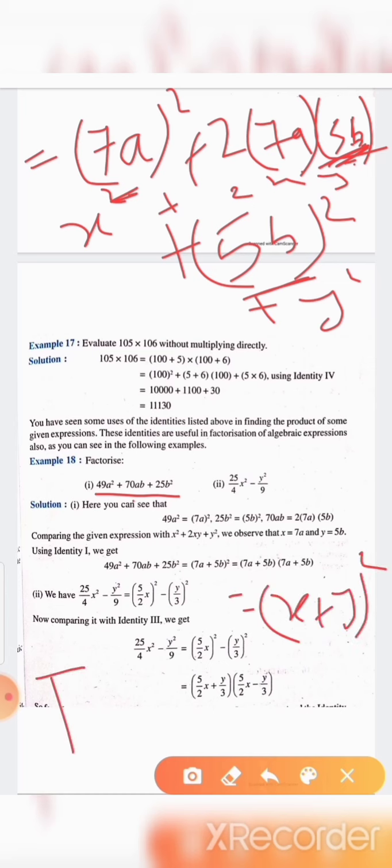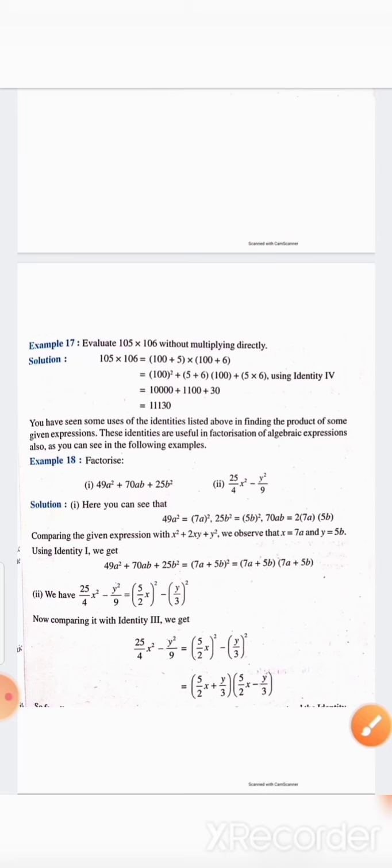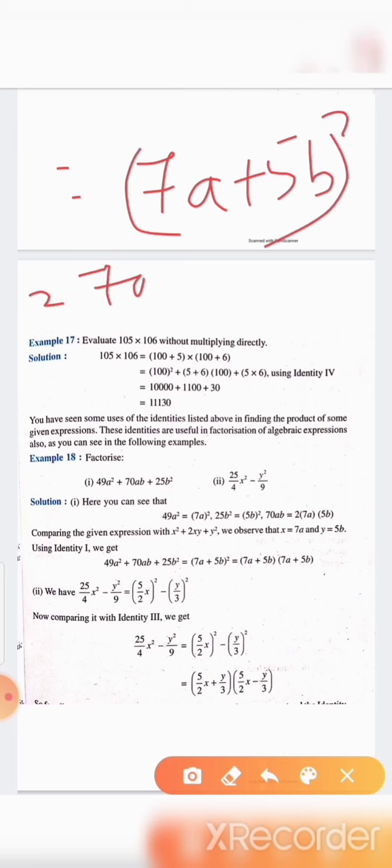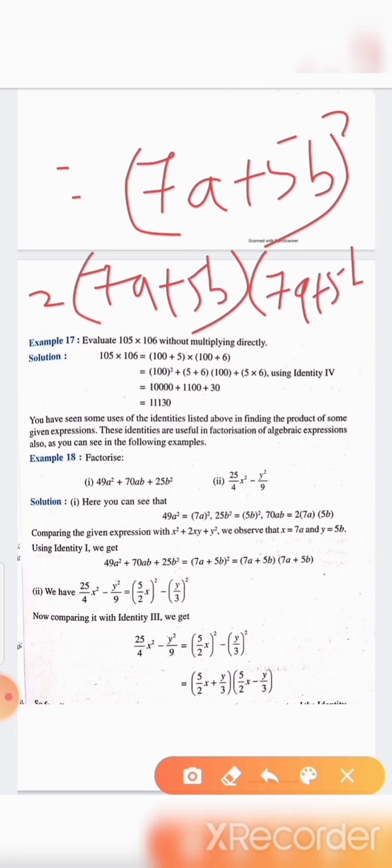and it is the form of x plus y whole square. By identity number 1, it is the RHS of the identity, and it converts into the LHS of the identity. So we write 7a whole square plus 2 into 7a into 5b plus 5b whole square, which means 7a plus 5b in one bracket and another bracket, again 7a plus 5b. It is the factor of our polynomial 49a square plus 70ab plus 25b square.